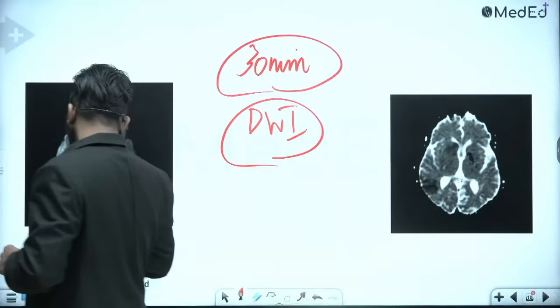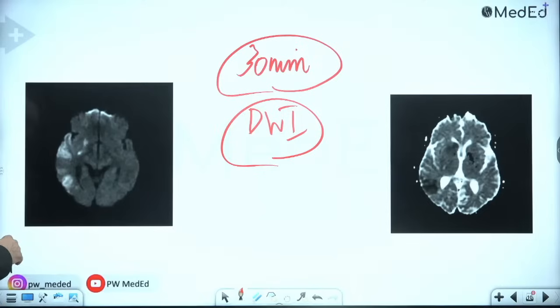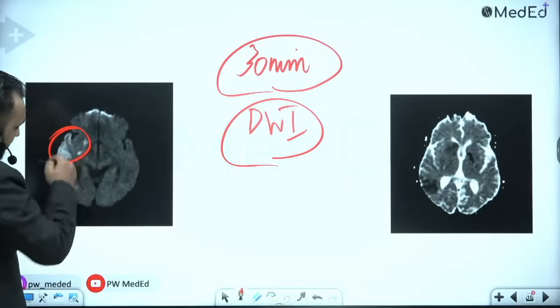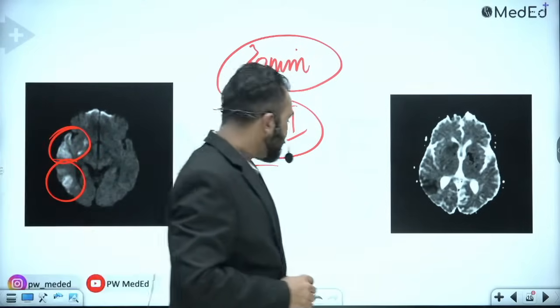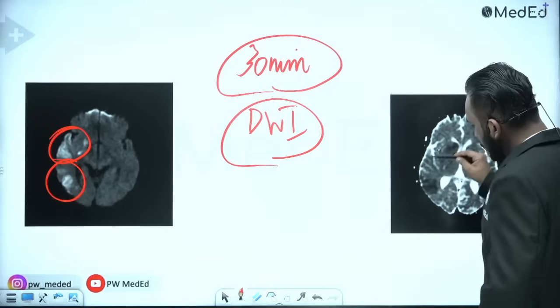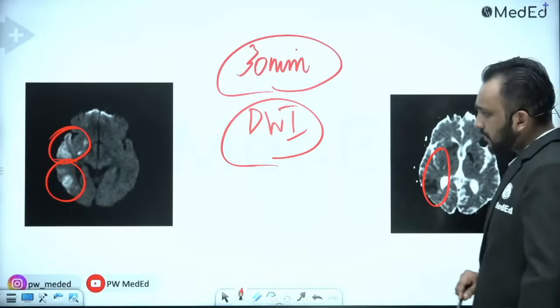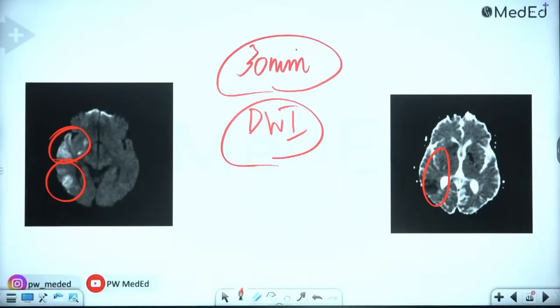And here in this patient, who presented with left side hemiparesis, you can see areas of infarct involving the right temporal lobe, and these corresponding areas on the ADC maps are appearing dark, right?